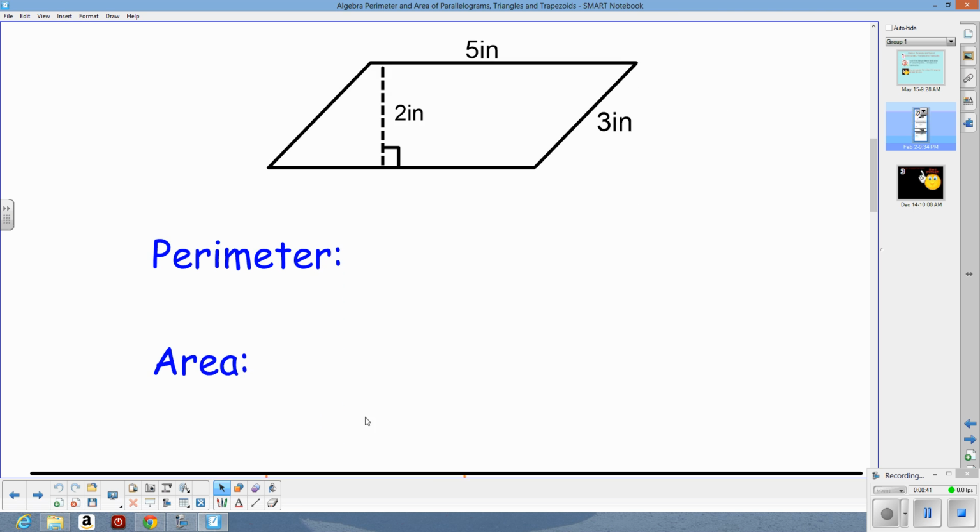So let's go ahead and first find the perimeter. The perimeter is just adding the sides together. So you start on one corner and you walk all the way around the figure. So the perimeter is going to equal 5 plus 3 plus 5 plus 3, or the perimeter is going to equal 16 inches.